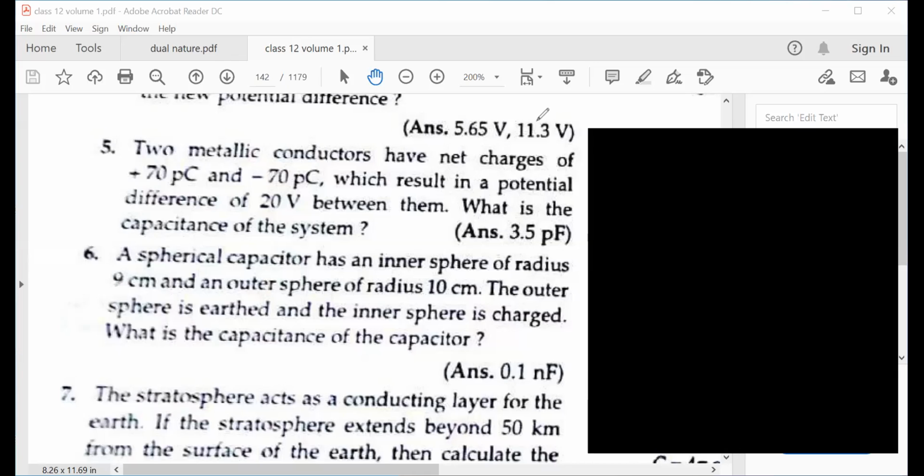So in the question they have given the values. The radius is given. So A is equal to 9 centimeters and B is equal to 10 centimeters. You can convert to meters, no issues. So the formula is C is equal to... Joyce Mary has completed.